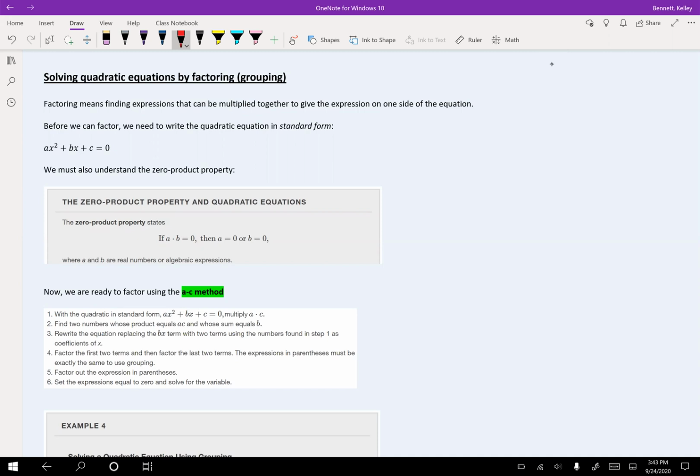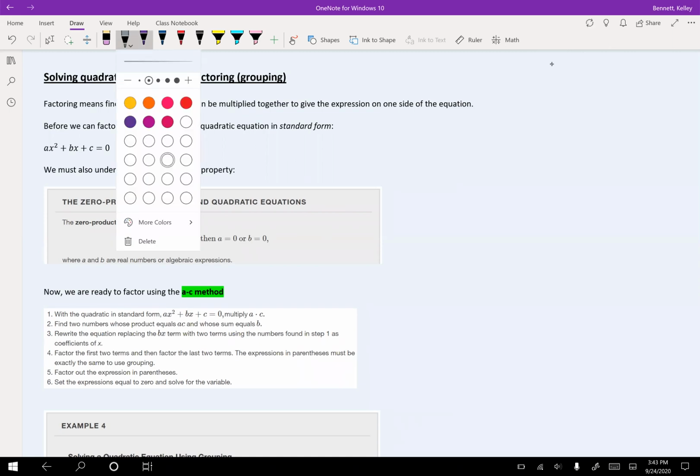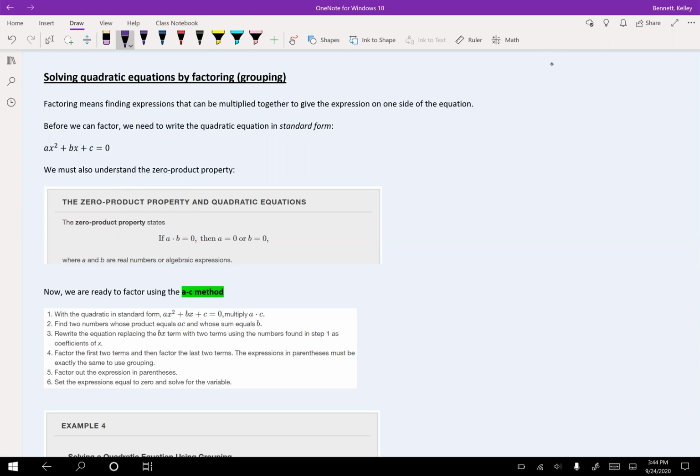Before we start that factorization process, I just wanted to bring up the zero product property. The reason we do factorization is because of this right here. So for example, let's say we wanted to factor something, right? If we had, let's say, x plus 5 and x plus 1. So this would be a factorization for some polynomial, for some quadratic equation.